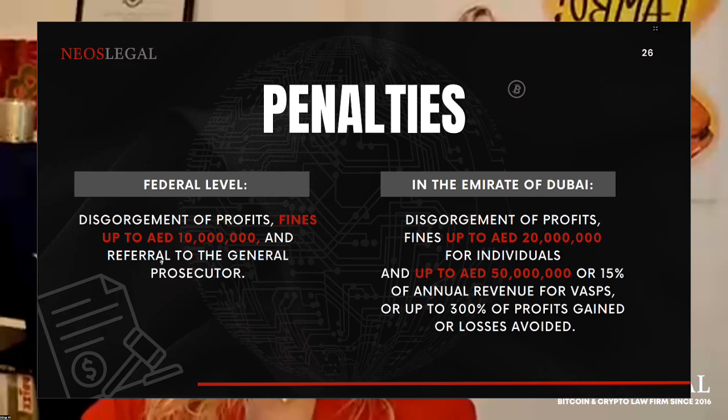Oh, fines, penalties, right. So there are different types of penalties that can apply. We have disgorgement of profits, fines up to 10 million, and even referral to the general prosecutor if the crime is quite serious. And in the Emirate of Dubai, the fines are higher: 20 million for individuals, 50 million for companies, and even an annual revenue fine of 300% of profits gained. So you need to be quite careful there.